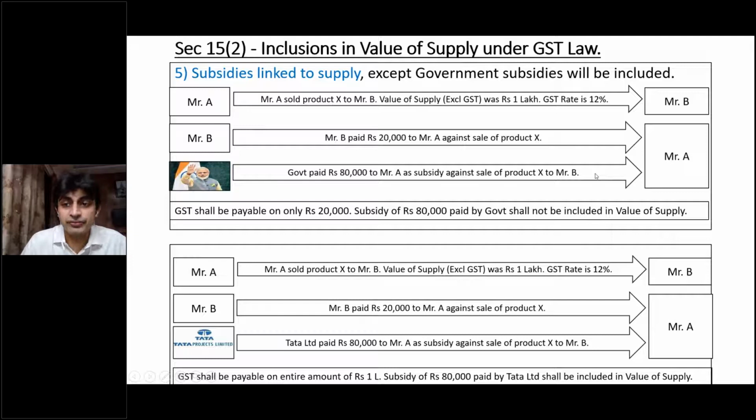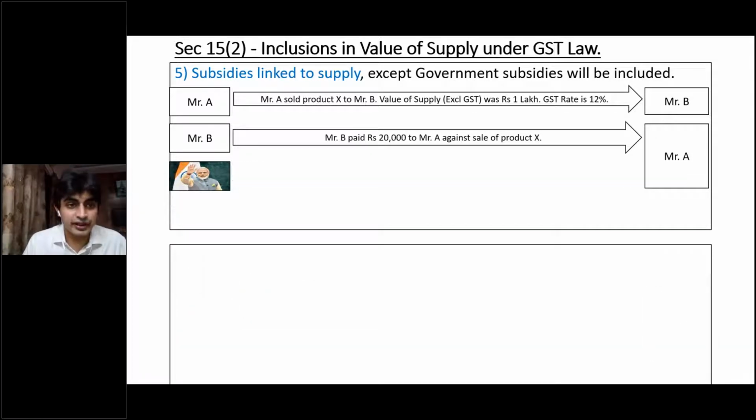This was section 15, subsection 2. Clear? Now someone has asked me a query: if the GST rate is 5%, what will be the rate of GST on delayed interest? They are asking what the rate of GST will be on interest, like in this example, I think.